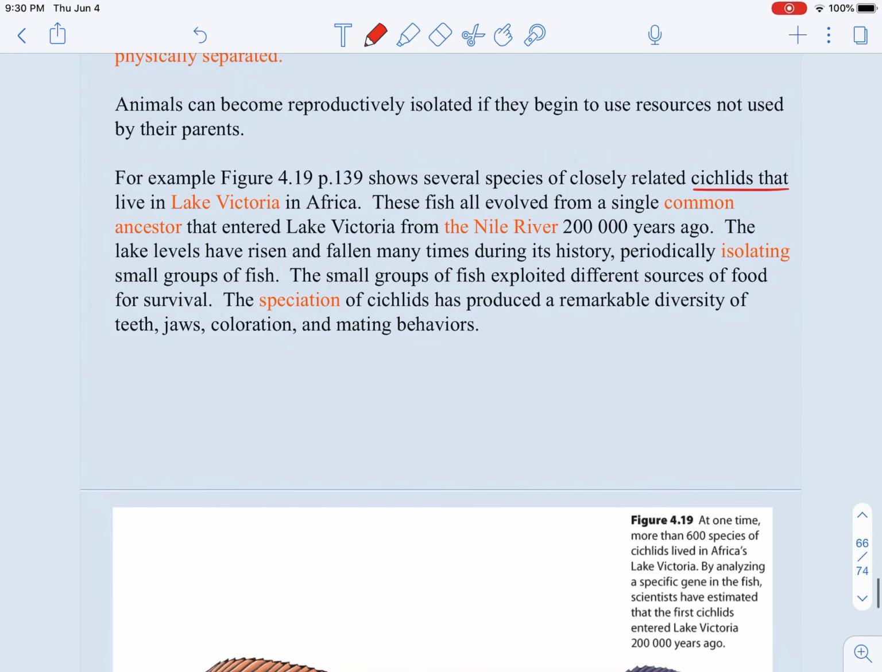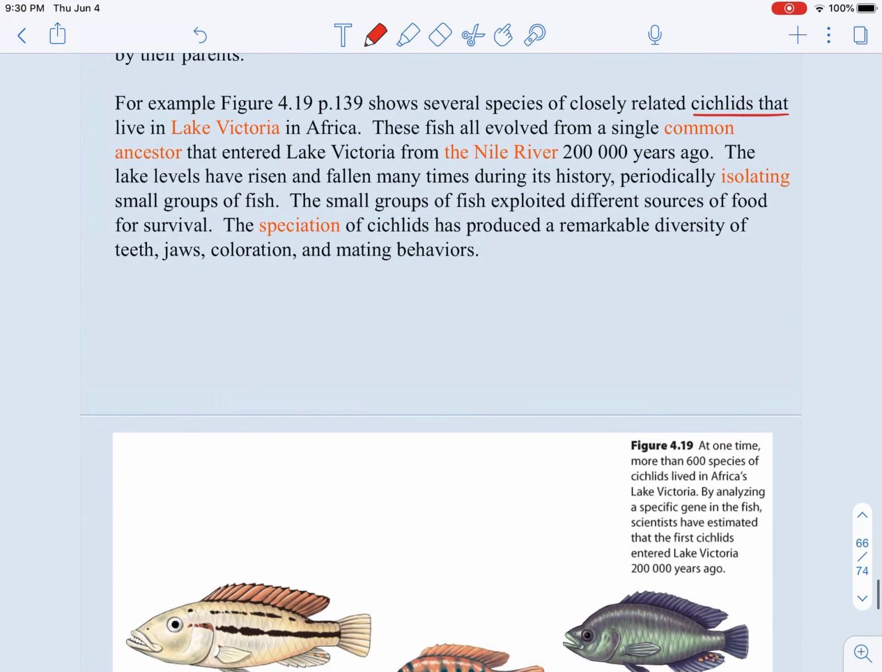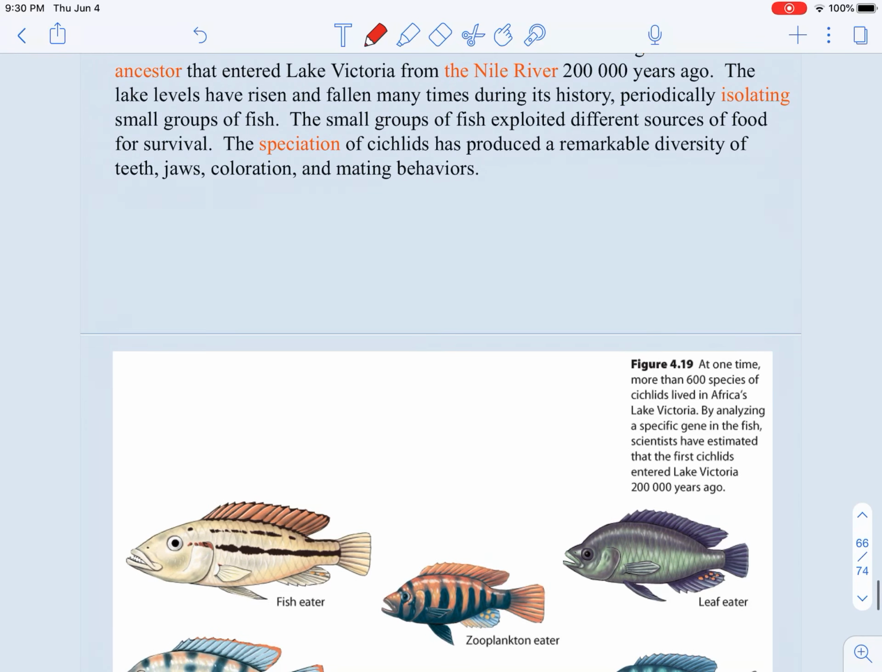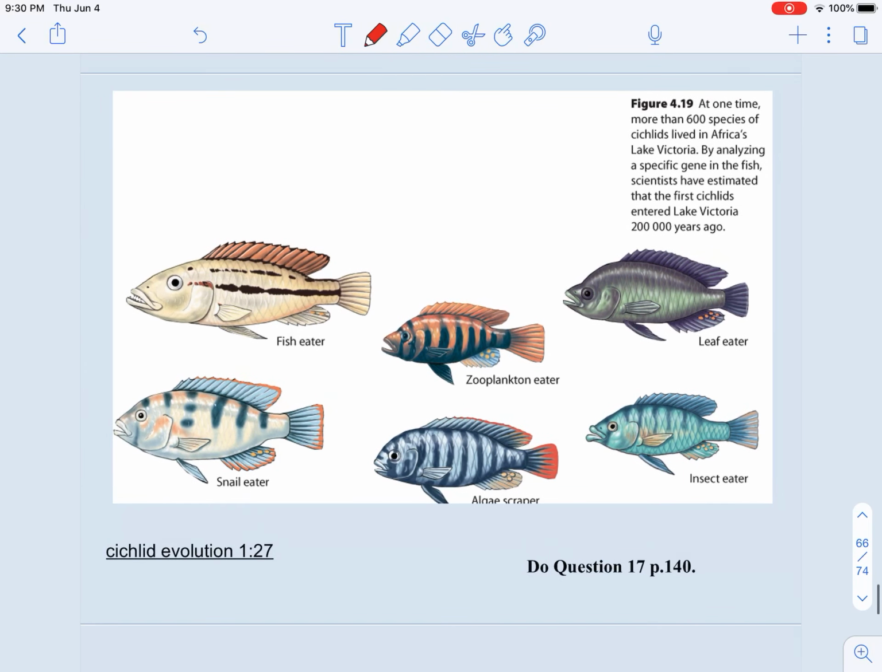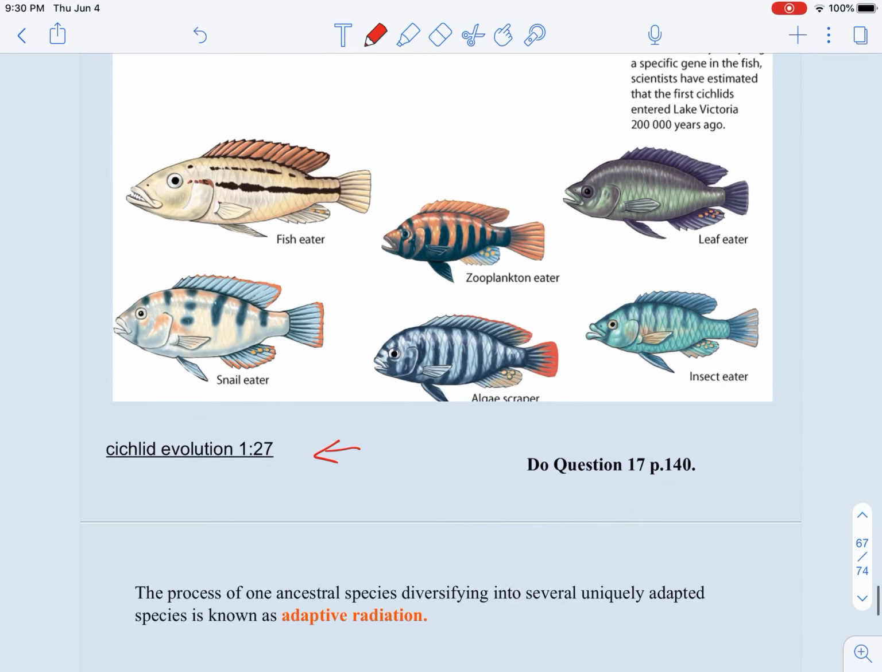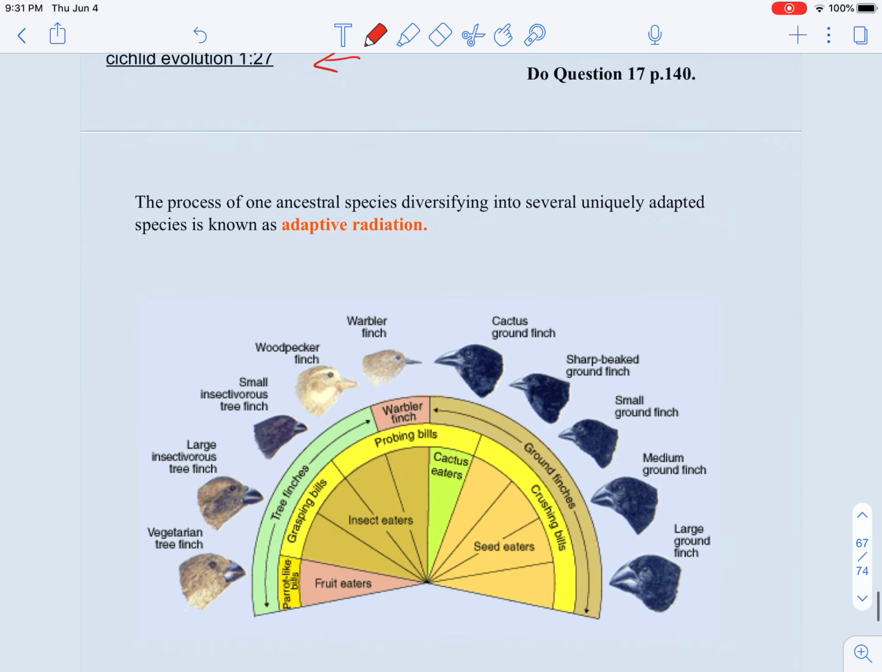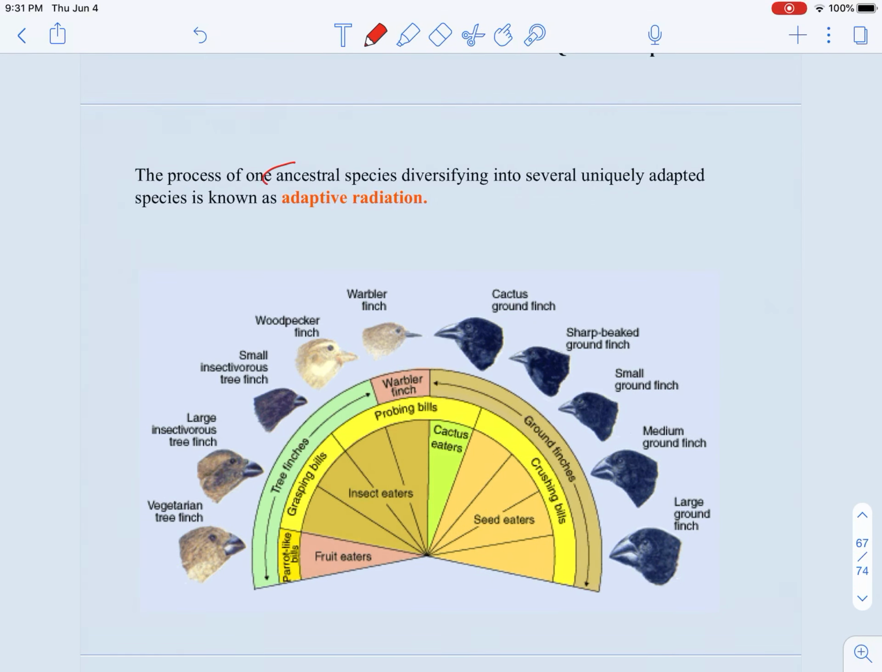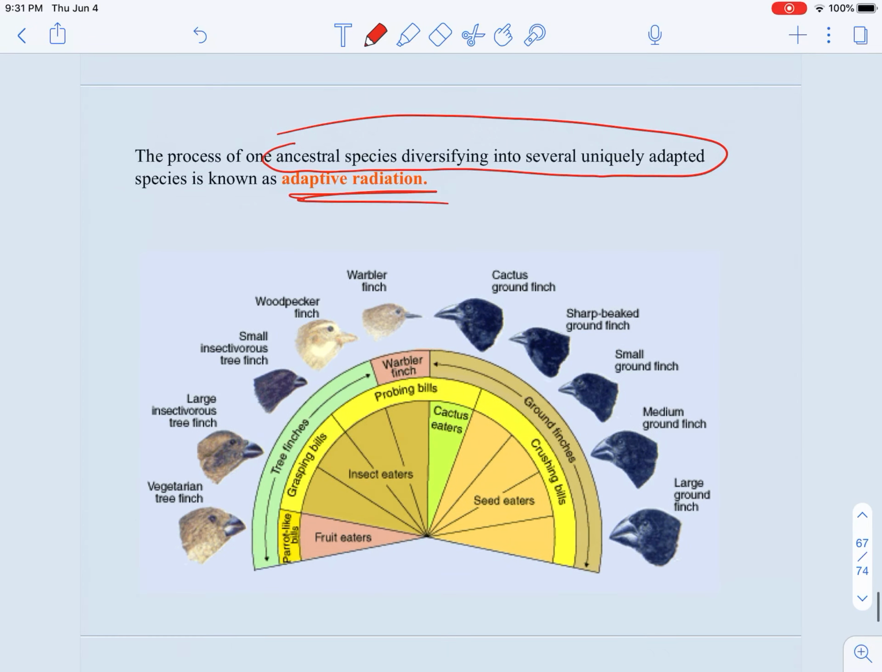Another case study has been done of the cichlids in Africa. There was a lot of rising and falling of Lake Victoria, and because it rose and fell so many times, it isolated these small groups of cichlids so many times that they now have different teeth, jaws, colors, and mating behaviors. There's an interesting little video of cichlids and how they've evolved, but they believe there's an original cichlid population. However, because these groups were separated from each other for so long, they have adapted to be so different they can no longer interbreed.